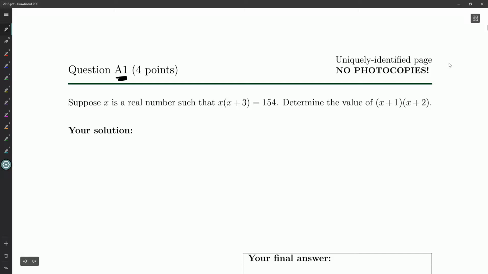All right. So, A1: suppose x is a real number so that x times (x plus 3) is equal to 154. Well, that's a nice quick quadratic. I could probably figure out what x is from there. Or if I really knew my factors of 154, I could probably figure out x from there. What are we being asked for? Determine the value of (x plus 1) times (x plus 2). So, you can actually do some work and figure out x from here. I'm not going to, because they're telling me something.